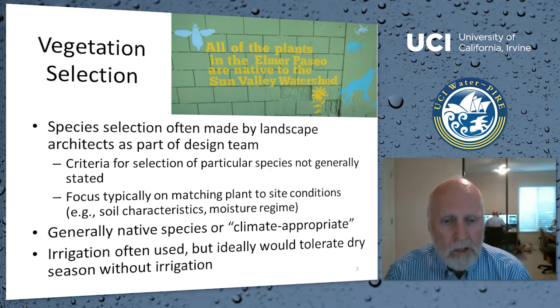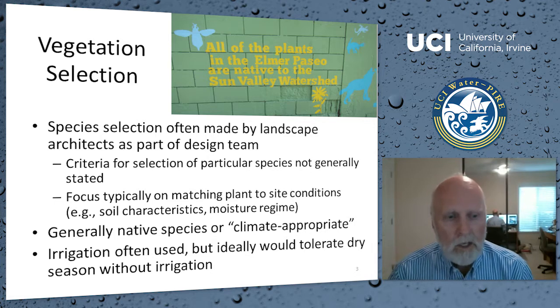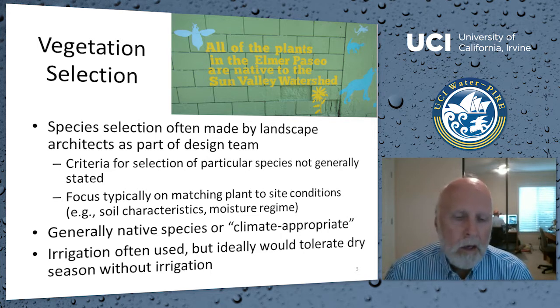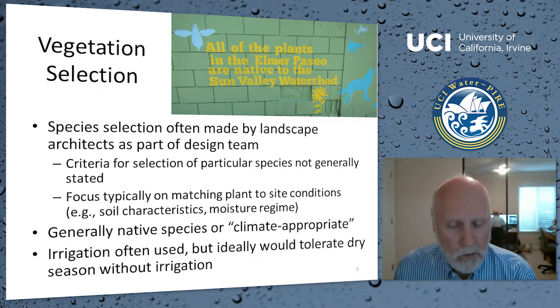Another thing that you see many times is that whoever's giving guidance suggests that it's good to have native species or at least climate appropriate species. Again, that's trying to make sure that they match the site conditions. And then we often find, especially here in Southern California, that irrigation is used. Ideally, we'd like to have plants that didn't require irrigation during the dry season.